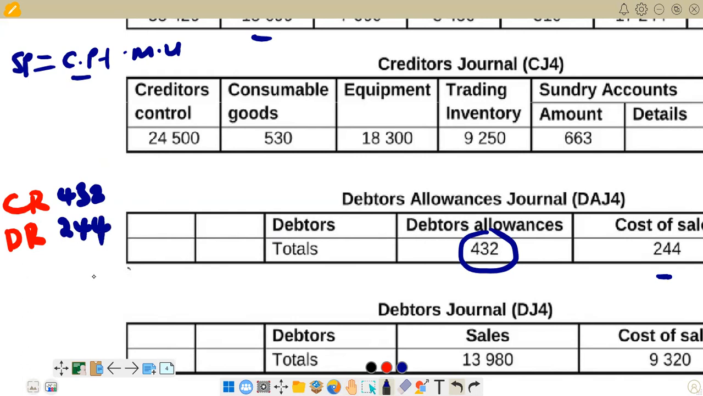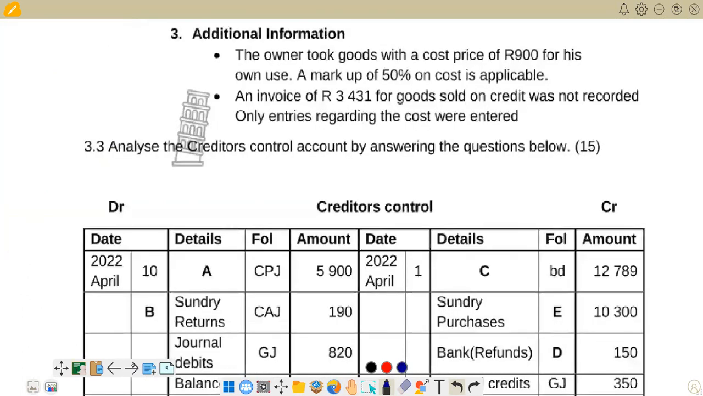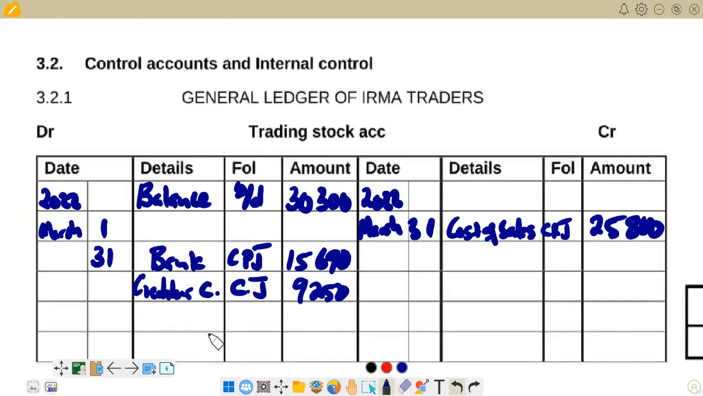So on the trading stock, we are going to debit 244. So we go back there and put that one. But in the debtors control, we are going to put the 432 at selling price. We can go to the trading stock. On details, it is cost of sales, and remember, we are taking it from the debtors allowance journal, so DAJ. And then the amount, this is trading stock, we put it at cost price, which is 244.